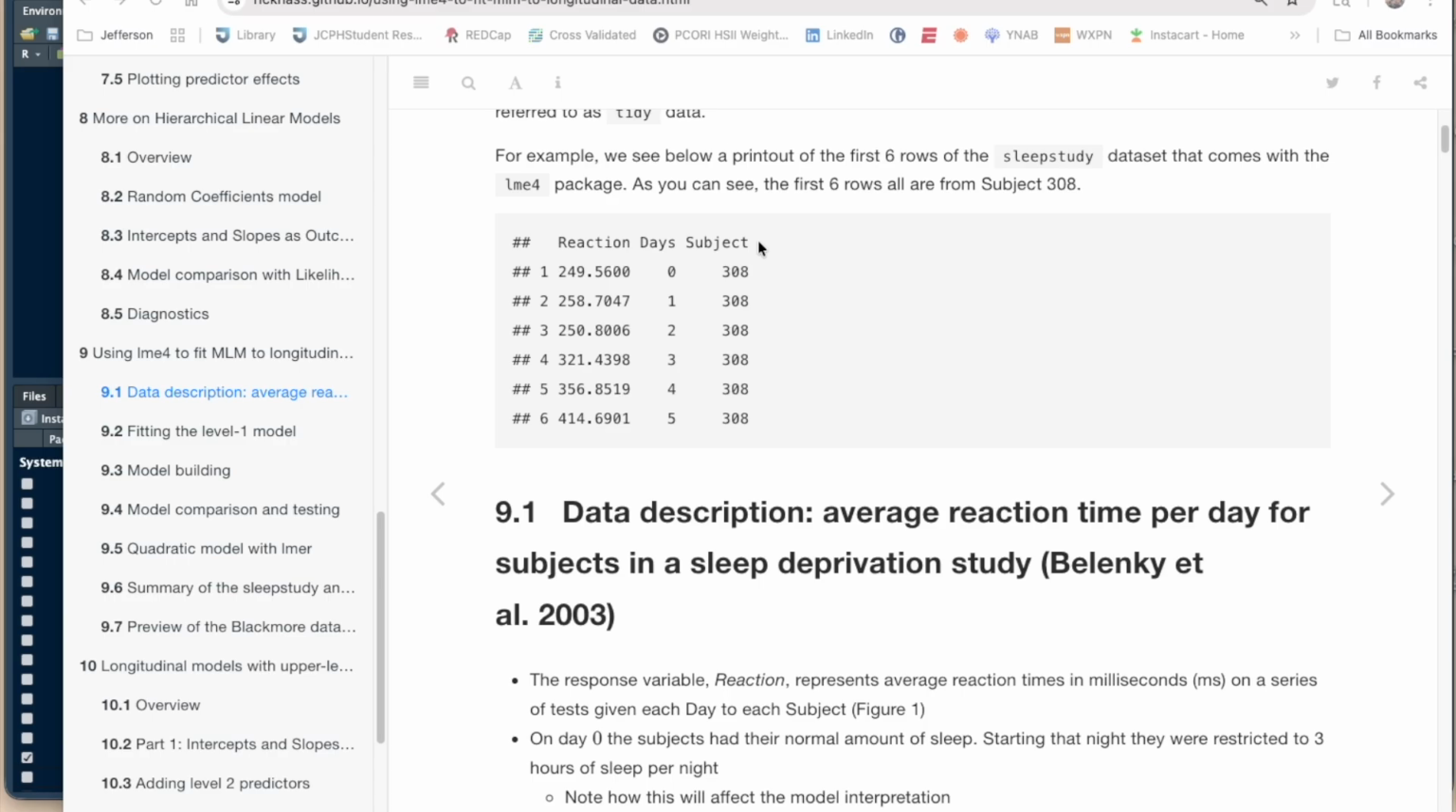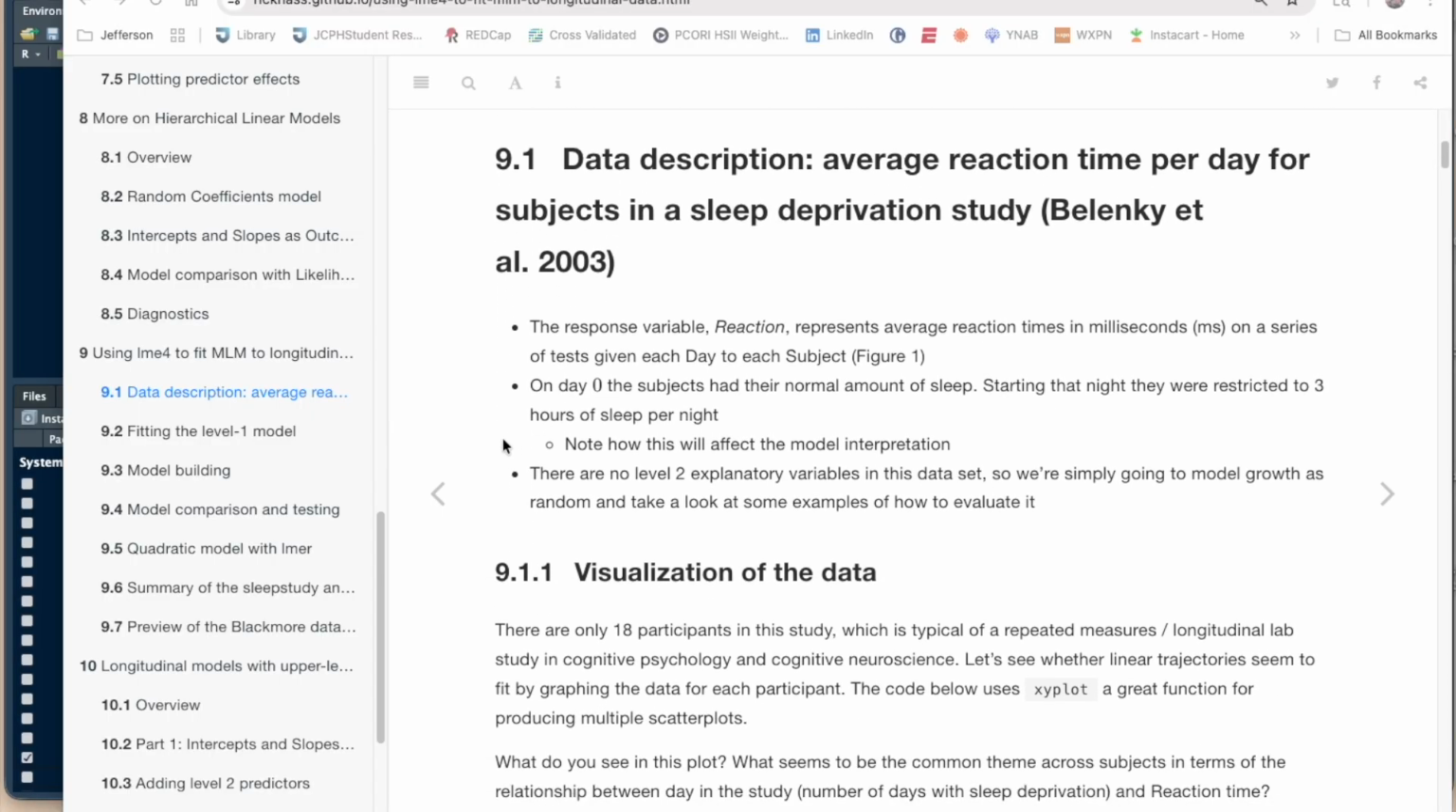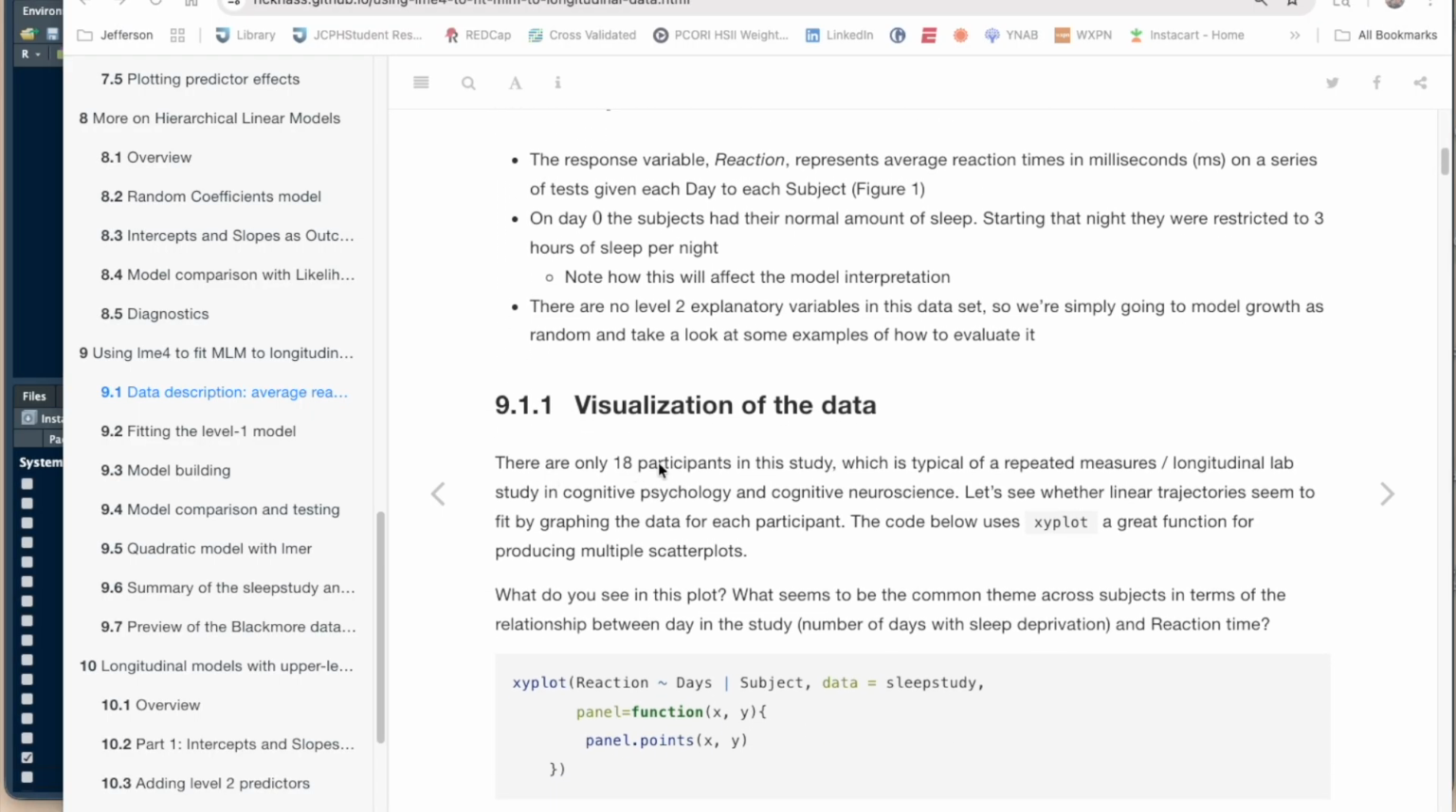Then we have a new grouping factor, which is the person or subject themselves. We see the first 6 rows from subject 303. If we scroll down, this is pretty common in cognition and lab-based experiments: we don't have that many people in the study. There are no explanatory variables in this data set. It's just there to illustrate a single level random effects structure, so observations are clustered in people.